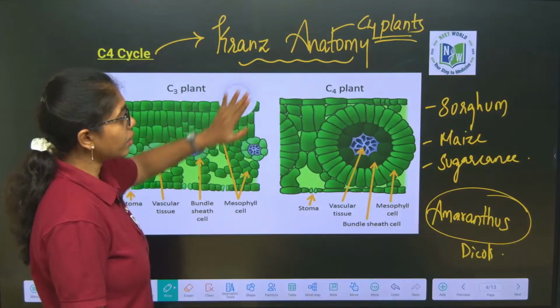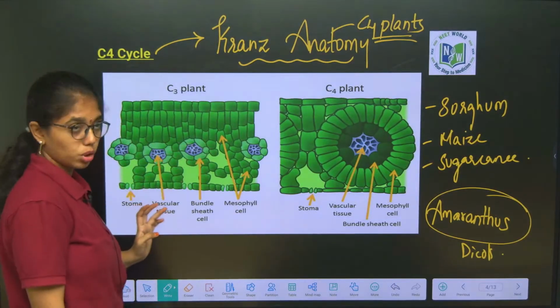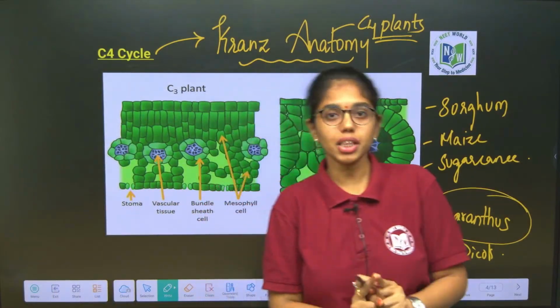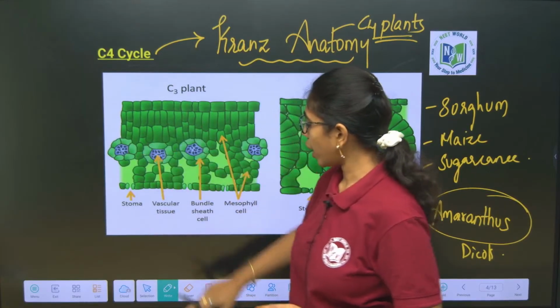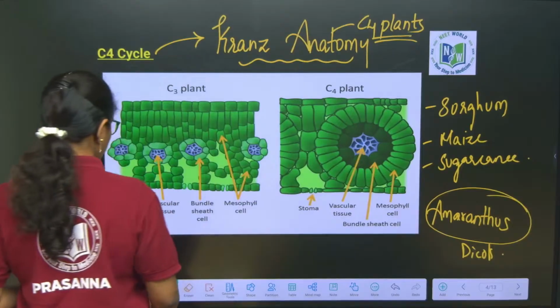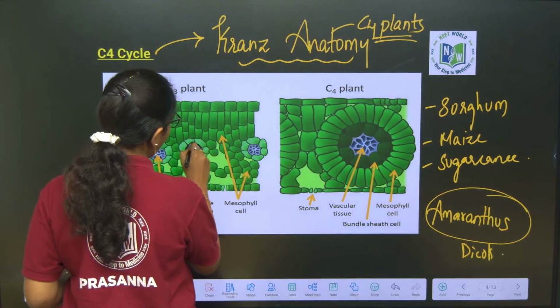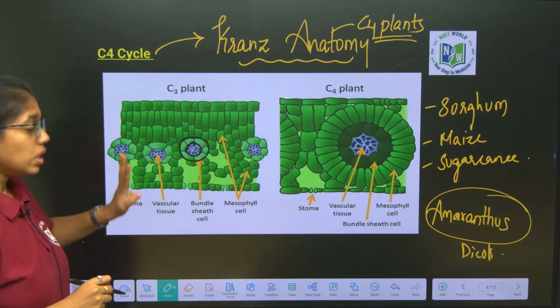Now let us look into the Kranz anatomy. Usually in C3 plants or C4 plants, you see vascular bundles are covered by bundle sheath cells. That is clear to us, right? Vascular bundles which are conjoined and closed in the leaf are surrounded by the bundle sheath cells, both in C4 plants and C3 plants.